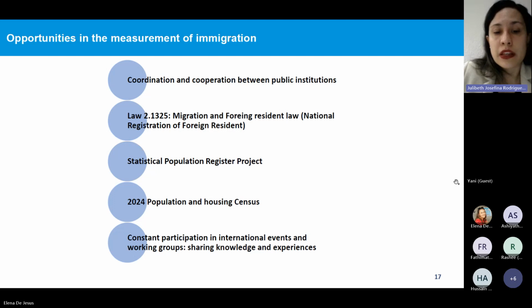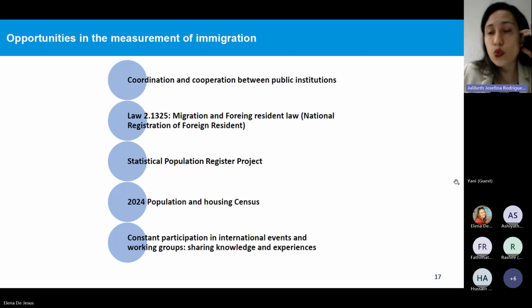So first, we have this coordination. The reason we initiated this coordination was for carrying out this estimate. But now we have a table or a committee that meets periodically to discuss lines of work and generate activities where progress and individual work on migration data are shared. So we are proud of having this table.